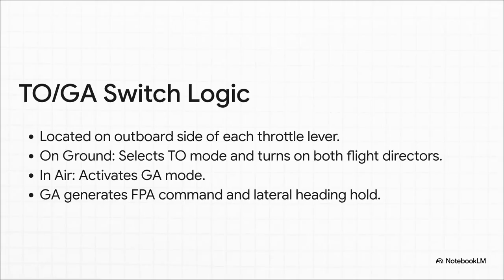Now, here's a massive trigger to remember for the check ride: the dual personality of the TO/GA switch. Think of it like it has 2 totally different jobs depending on where the plane is. If you press it on the ground, it arms takeoff mode and instantly kicks on both flight directors in a dual independent configuration. But push it in the air, you're initiating a go-around. The throttles aggressively advance, and it immediately generates a flight path angle command for your vertical axis and a heading hold command for your lateral axis.